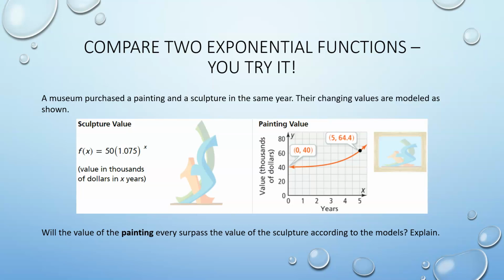And explain. Hopefully, as you were thinking about this, you were like, okay, so even though the value starts higher for the sculpture, right? So this one started at $50, this one started at $40. Because the painting value is increasing at a higher rate, it had the higher rate of change, yes, eventually the painting will be worth more. Okay, so that was really just more of a thinking one than a doing.